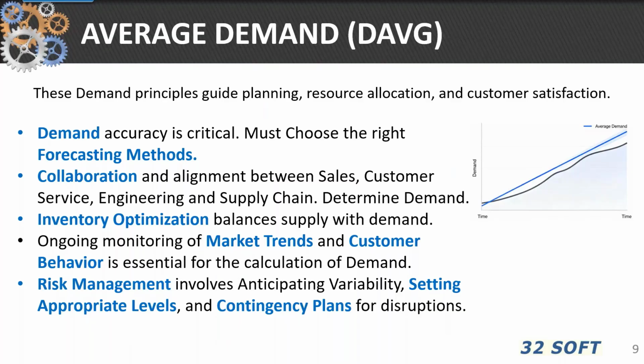It also plays with the cross-functional collaboration of the teams utilizing that statement of demand, because all of the departments in the organization are going to utilize that demand to plan and execute the operation. Organizations want and need to optimize inventory, monitor market change, and manage risk. These demand principles guide planning, resource allocation, and customer satisfaction.